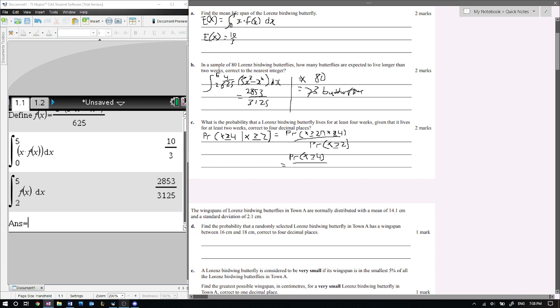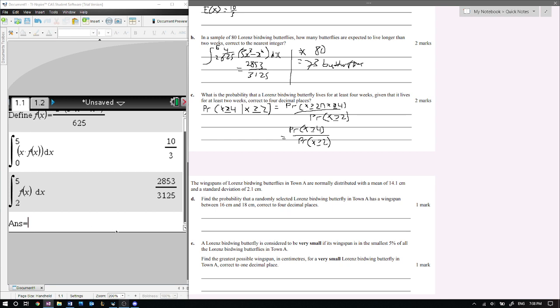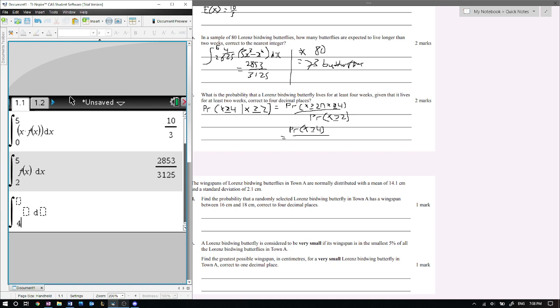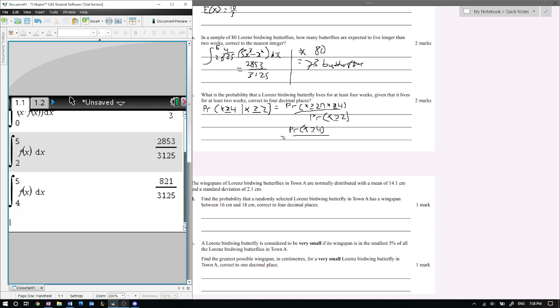So we get P(X ≥ 4) over P(X ≥ 2). And then of course, from the CAS, you would integrate over that domain. So I would get, just integrating from 4 to 5 f(x) dx, 821 over 3125.